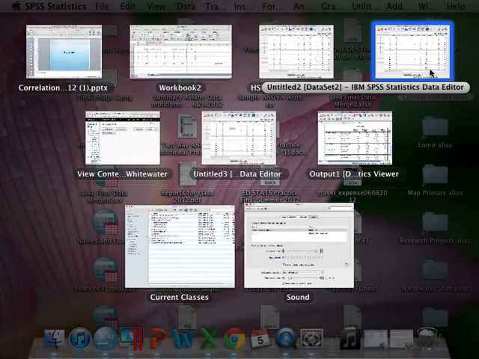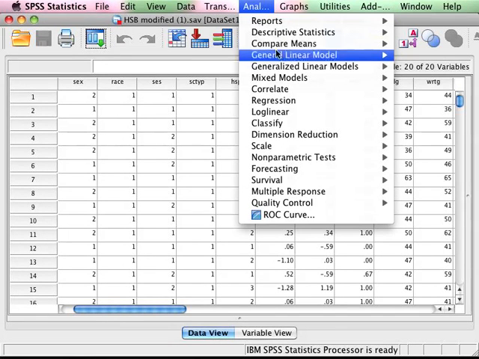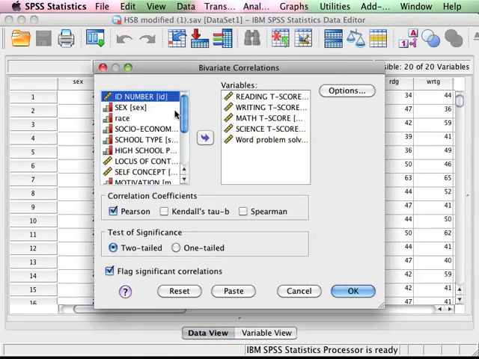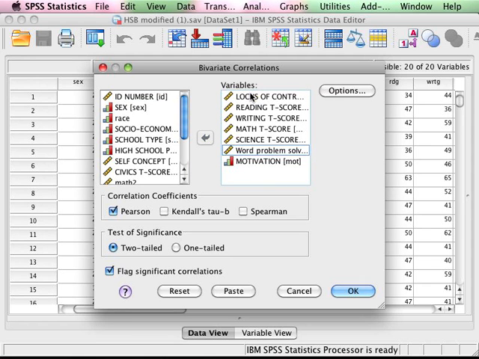Let's do one more and relate. Let's throw motivation and locus of control in there. But let's put them right at the front. So we're going to move them up to the top of the heap, and that'll make it easier for us to look at them. So motivation and locus of control, drag them right up to the top.